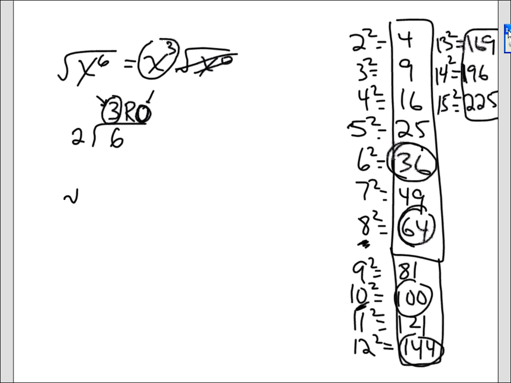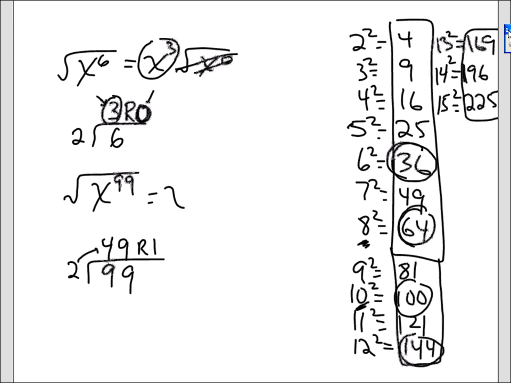If somebody asks you to please evaluate or simplify the square root of x to the 99, well, you do 2 into 99. It goes 49 times. 2 times 49 is 98. There's 1 left over. So, x to the 49 times the square root of x to the first power. The first power you don't have to write. It's understood.